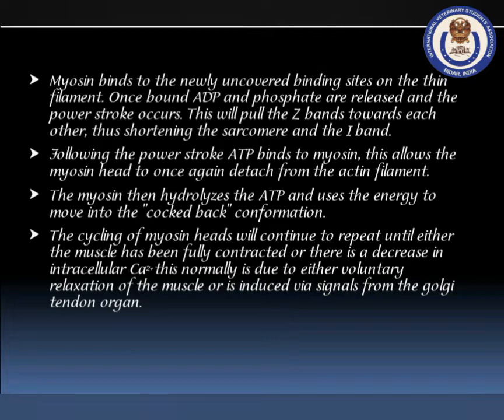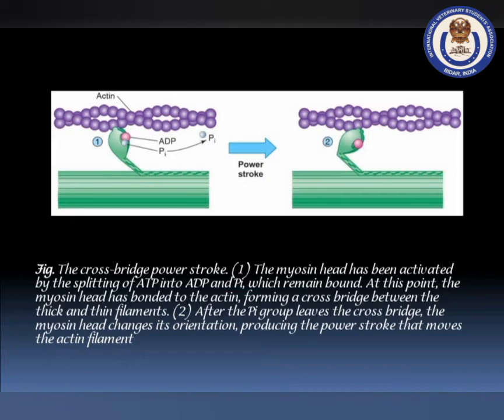The cycling of the myosin heads will continue to repeat until either the muscle has been fully contracted or there is a decrease in intracellular calcium. This normally is due to voluntary relaxation of the muscle or is induced via signals from the Golgi tendon organ. In the diagram you can see the cross bridge power stroke. There, ATP is very important for contraction as well as for relaxation.